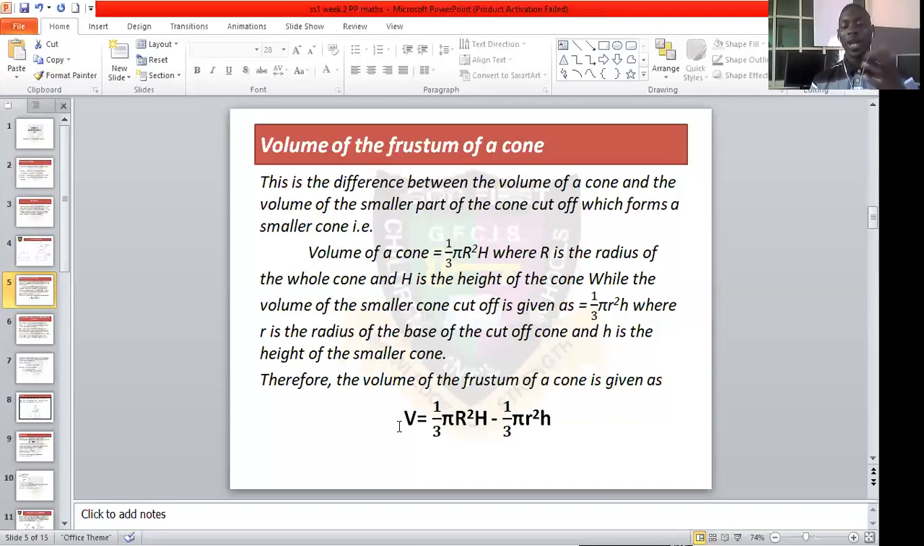Where capital letter H stands for the height of the whole cone, and small letter h stands for the height of the smaller cone cut off, while capital letter R is the radius of the whole cone, while small letter r is the radius of the smaller cone. So proceed to the next slide.